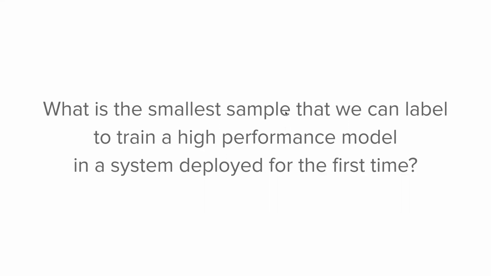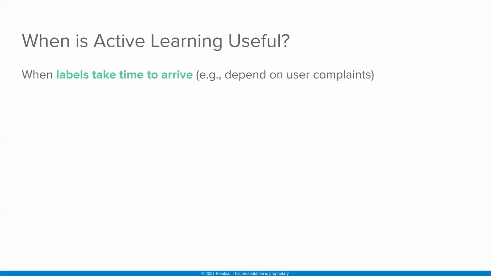Active learning in this scenario addresses the following question: What is the smallest sample that we can label to train a high-performance model in a system deployed for the first time? More specifically, in this scenario it is useful when there is a delay between the event and the label collection.